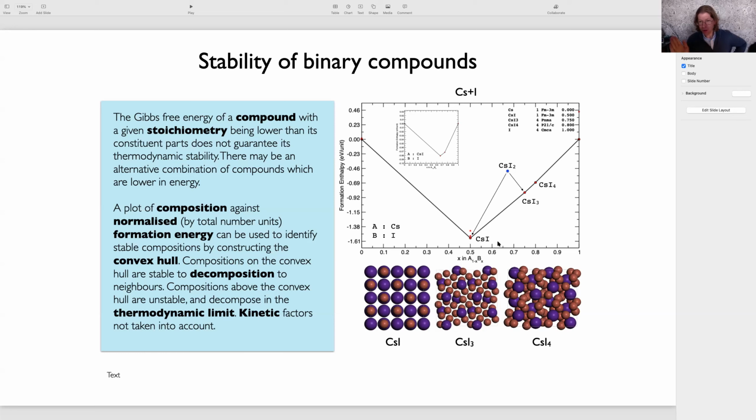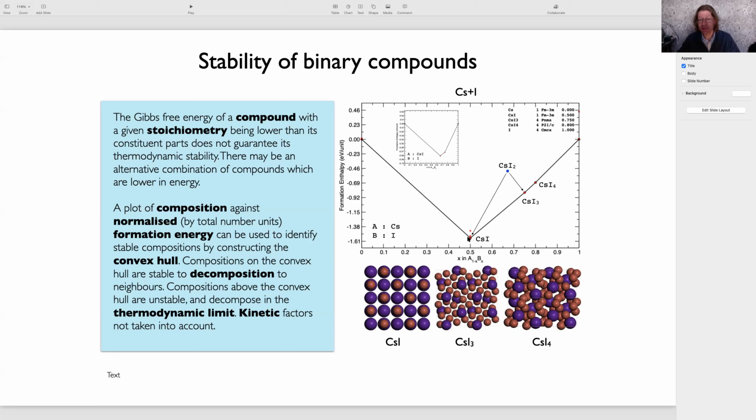Okay, so you plot that graph, and then you construct the convex hull. So you stretch elastic bands around it, you let them shrink, and then it just touches this point, this point, this point, and of course it touches the end members as well. And if it was really a convex hull, you'd also have a line going across, joining the cesium and iodine across the top as well, but that typically is not plotted. And so then you look at the points that are on the convex hull. So you've got CsI on the convex hull, also CsI3 and CsI4, and so on.